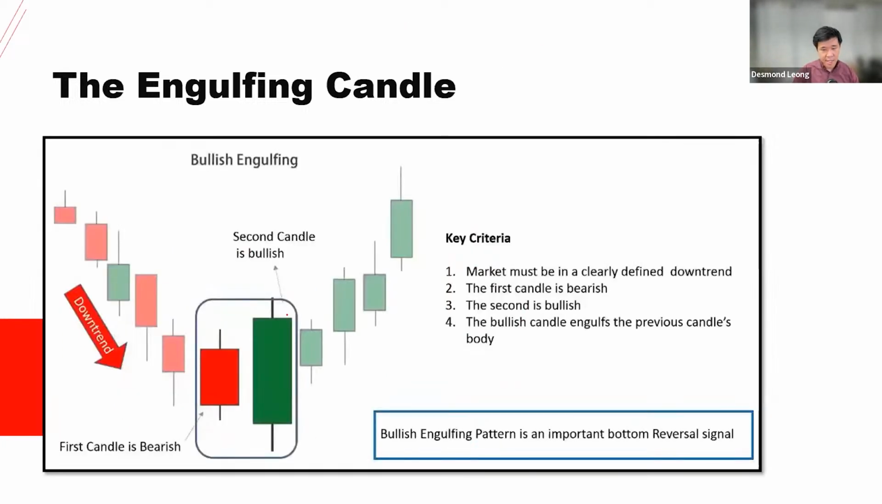This is technically how it's supposed to happen, right? A bullish engulfing candle happens after a downtrend, right? There is a nice little candle here. Then the first candle has to be bearish, and then, of course, the bullish candle comes in and engulfs it entirely. And then that's where you see a nice little reversal.